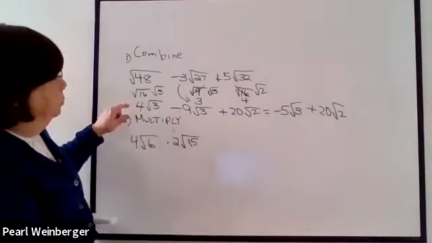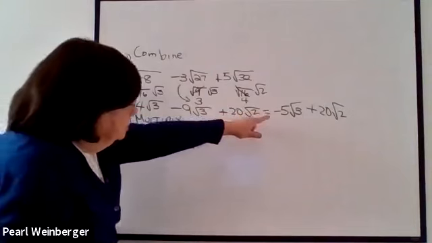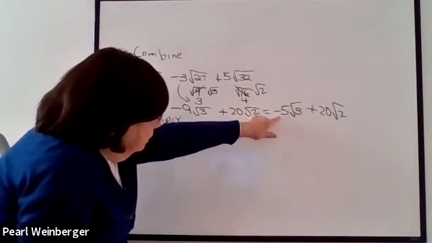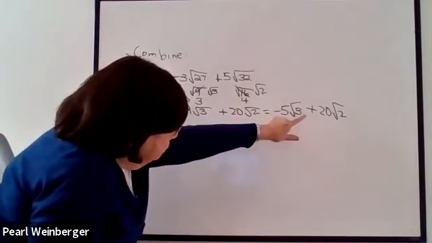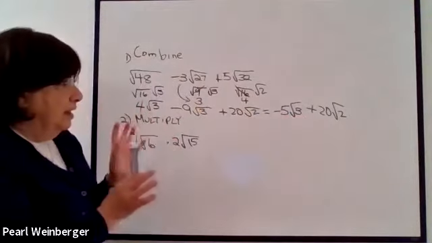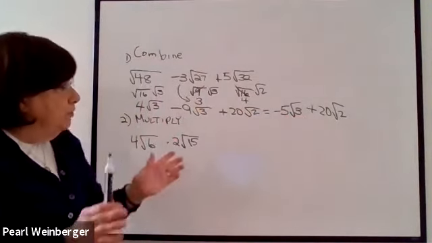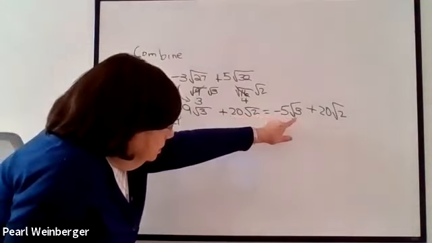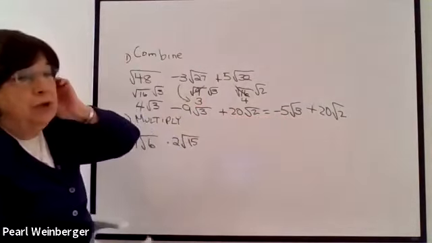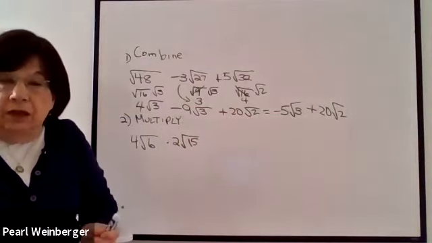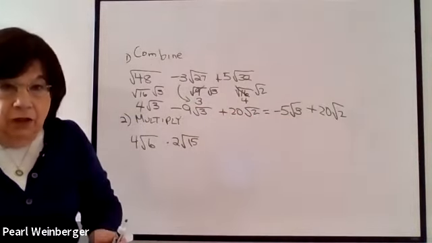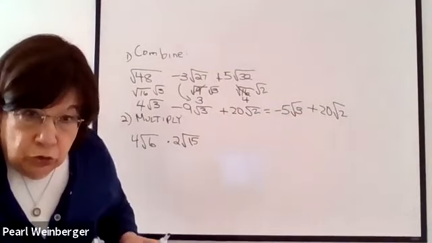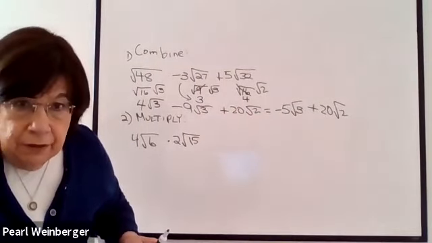So for the first question, my final answer comes out to be -5 radical 3 plus 20 radical 2. Again, they cannot be combined any further. It can't be simplified anymore because the numbers inside the radicals are not the same. You have to have like radicals in order to combine.